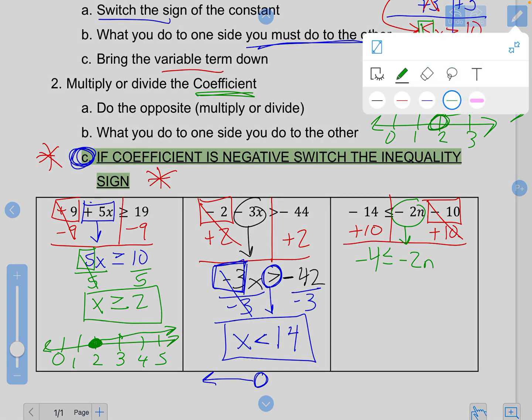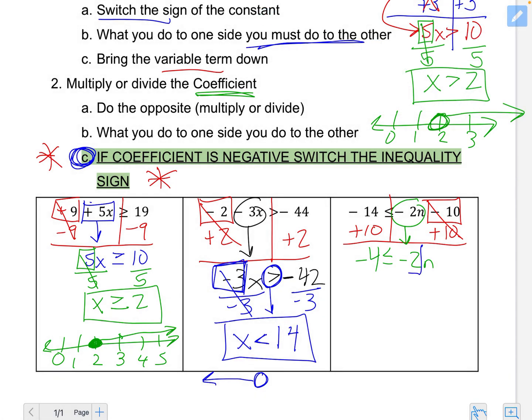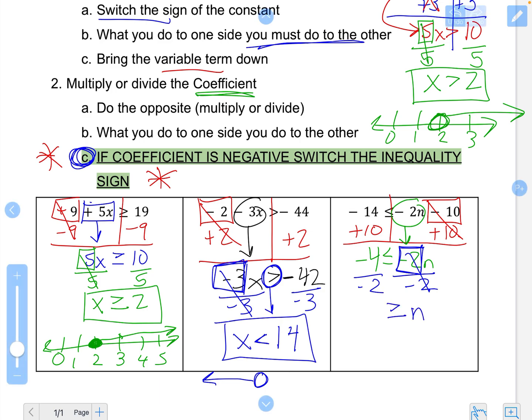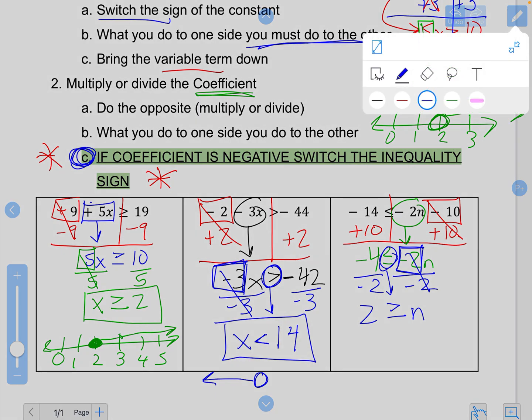So again, I've got a special rule. When my coefficient is negative, like my negative 2, I have to flip the inequality sign when I multiply or divide. So my 2's are going to cancel. I'm going to bring down my variable term. So n is greater than or equal to, because I had to flip my inequality sign. I have two negatives on my division, so it's going to become positive. And 4 divided by 2 is 2. So I have a positive 2.